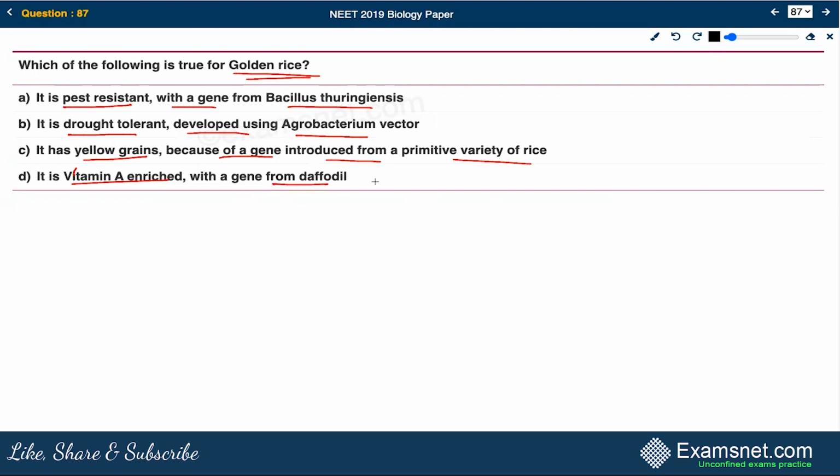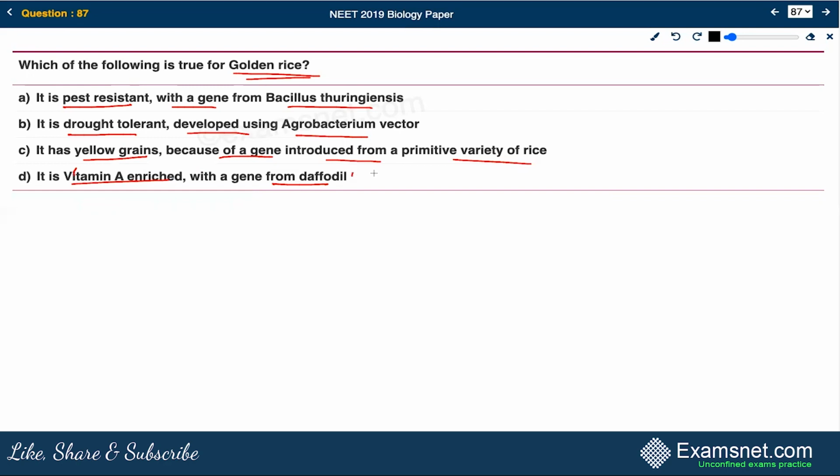Now, let me tell you that out of all the statements, the very popular statement is that golden rice is enriched with vitamin A. Now, golden rice is basically a transgenic product. All right. And it is a transgenic plant, or a transgenic plant product, you can say, which is highly enriched with vitamin A.